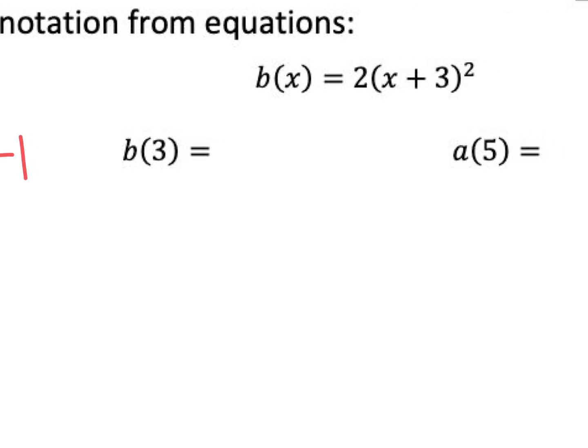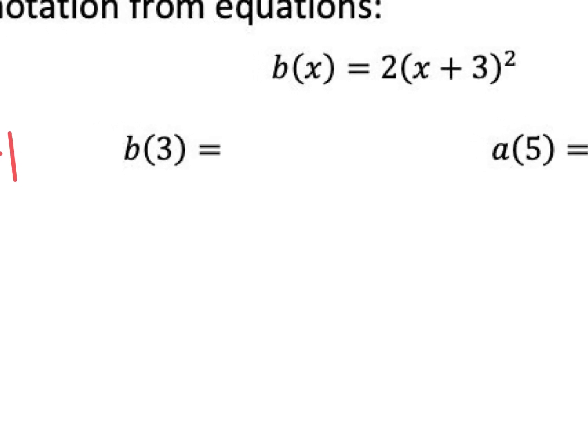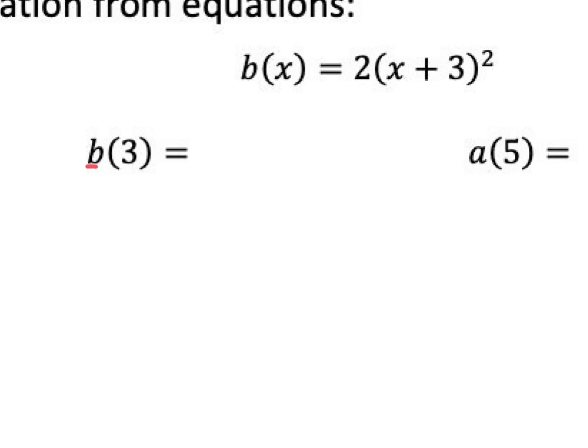Let's look at B. Sometimes they give you different letters. So this one has a B, so we're going to use the equation that has a B. What does B of 3 mean?